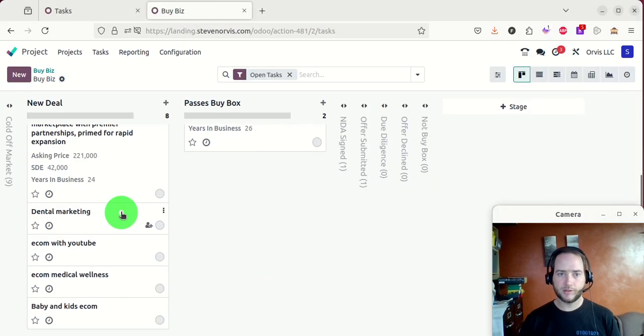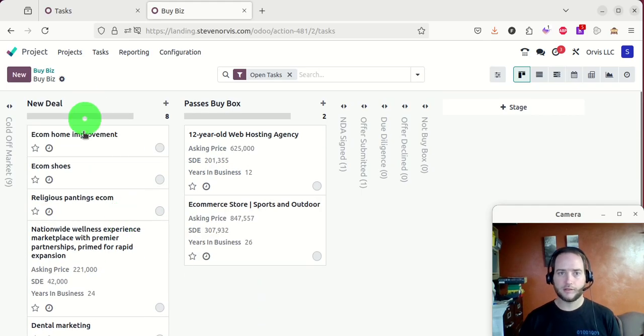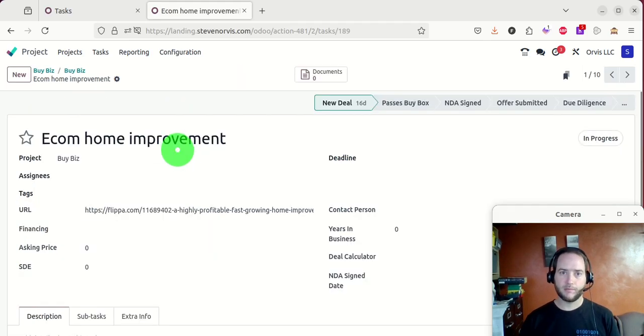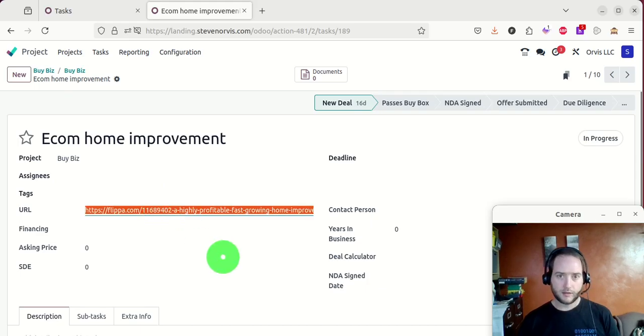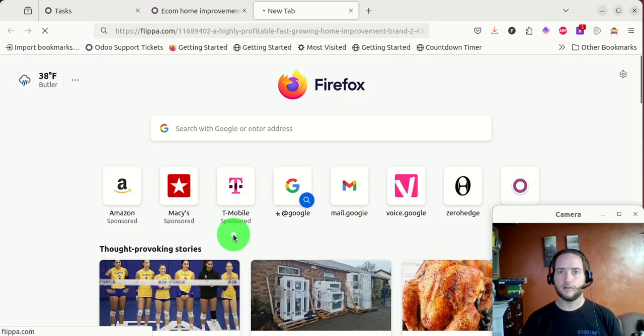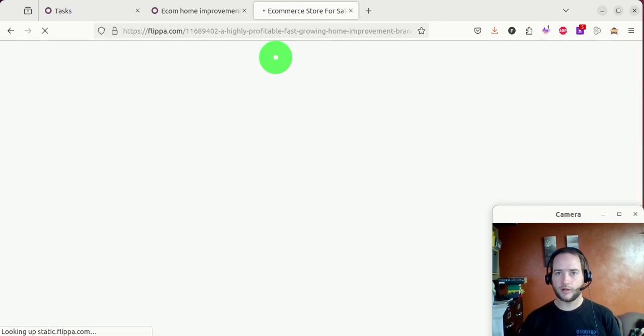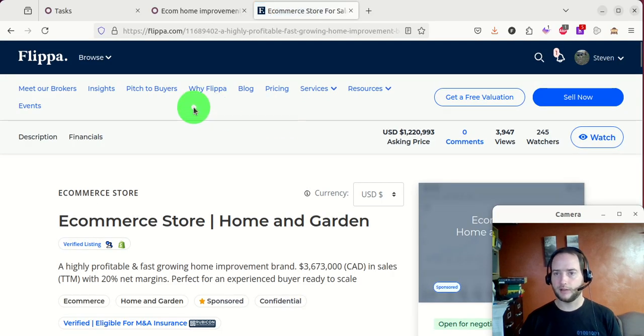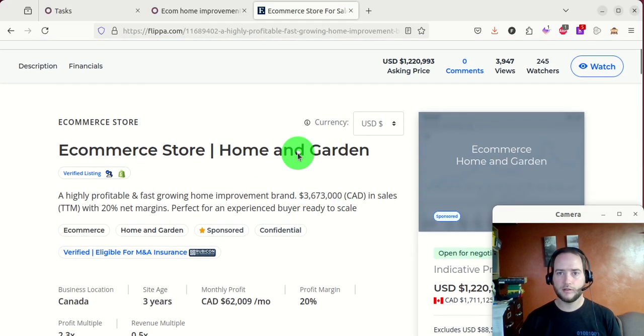All right, I'm going to do some cleanup first. Let's see if there's any dead ones in here. It's been my fault that I did not run through these faster, and so quite often deals are dead just because they haven't run through faster. All right, so this one's Flippa, and let's see here.